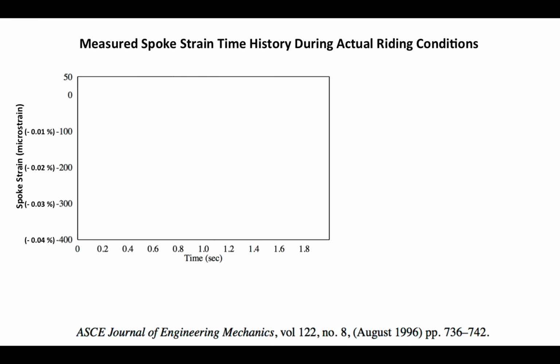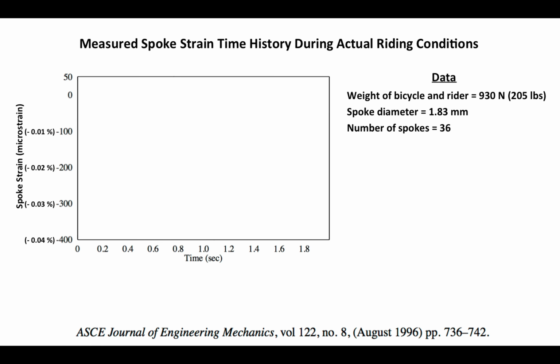The x-axis is time in seconds, and there is some data about the wheel itself and the rider. We have a weight of bicycle and rider of 930 newtons or 205 pounds. The spoke diameter is 1.83 millimeters. The number of spokes is 36, and the rim radius is 309.5 millimeters. With that introduction, we're ready to look at the graph.